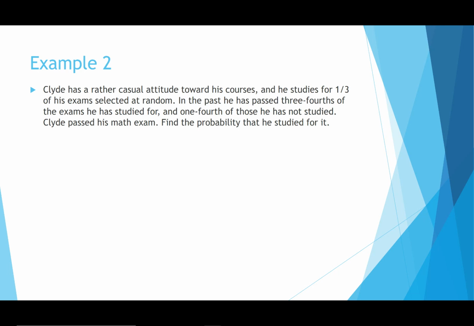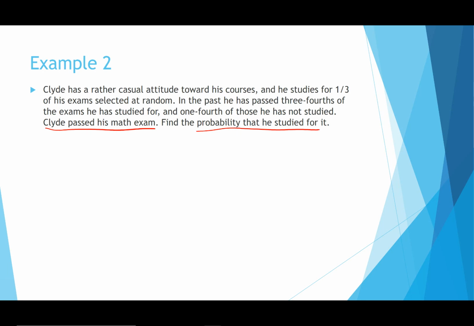So Clyde has a rather casual attitude towards his courses, and he studies for 1/3 of his exams selected at random. In the past, he has passed 3/4 of his exams he has studied for, and 1/4 of those he has not studied for. So he passes 3/4 of every test he studied for, and he passes 1/4 of every test he does not study for. So given the fact that we know Clyde passed his math exam, we want to find the probability that he actually had studied for it versus whether he had not studied for it.